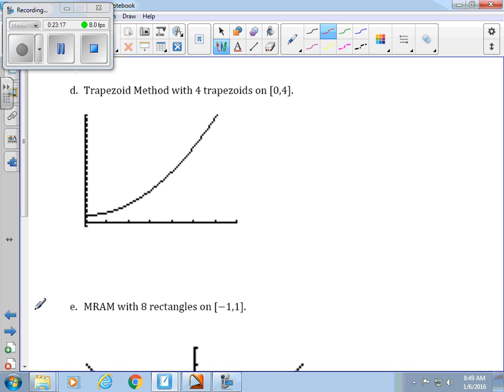Okay, let's do a trapezoid. Again, I'm going to do it by hand because you need to know how to set it up. We'll look at the calculator momentarily. From 0 to 4, and I'm going to make trapezoids. What that means is I'm going to have 2 different heights at every interval. Does everyone see how the trapezoid picture works?